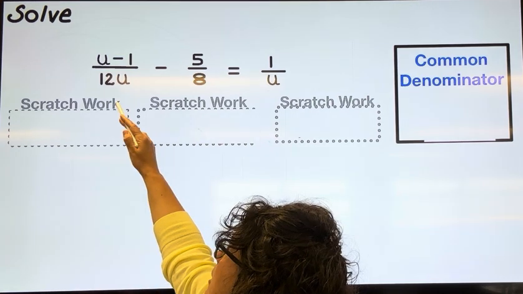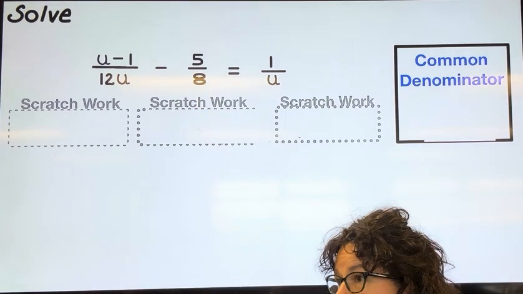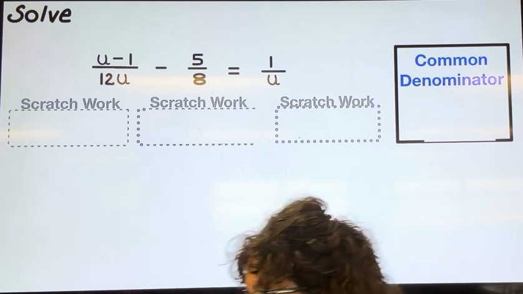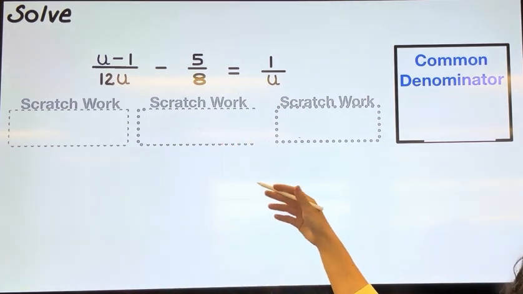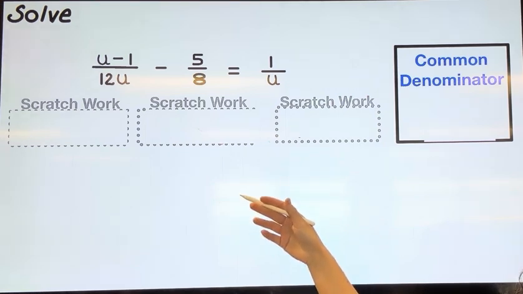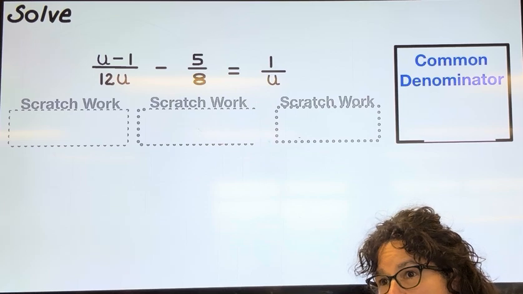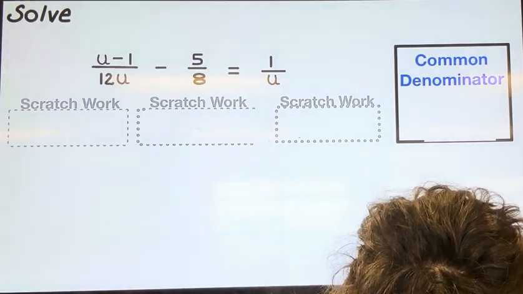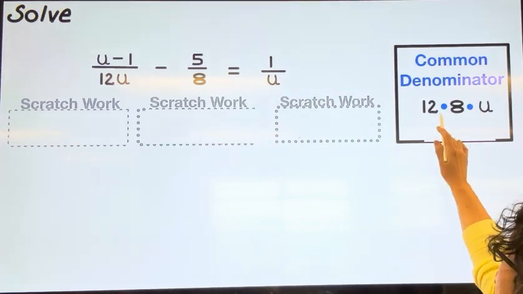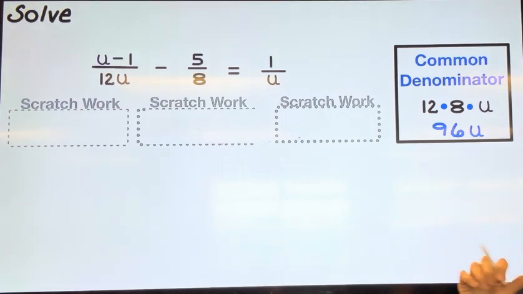But when it comes to the numbers 12 and 8, you want to think of a number that both 12 and 8 fit into. If we want the smallest number they fit into, but it's not a big deal if you don't think of the smallest one. So worst case scenario, you would just multiply 12 times 8. So if I go 12 times 8 and use 96u, both 12 and 8 fit into 96.